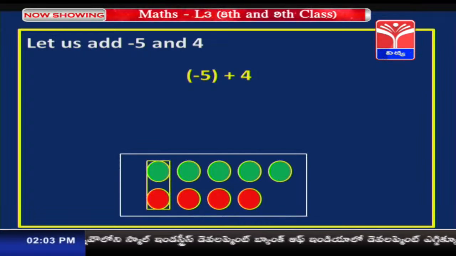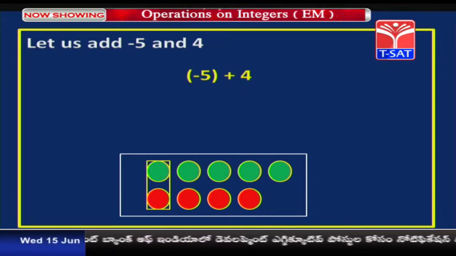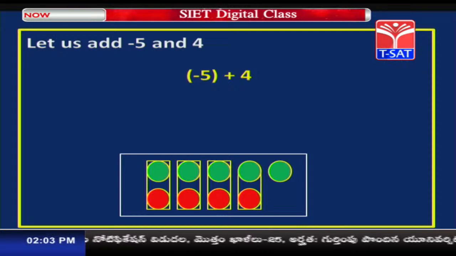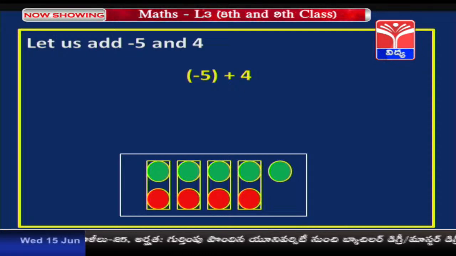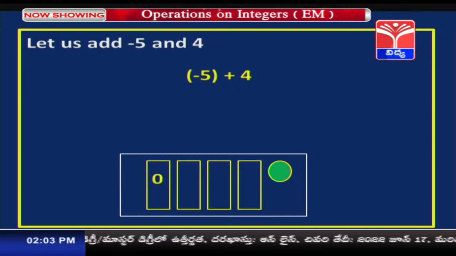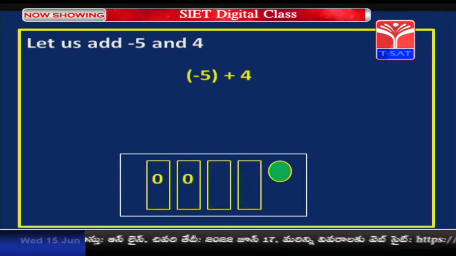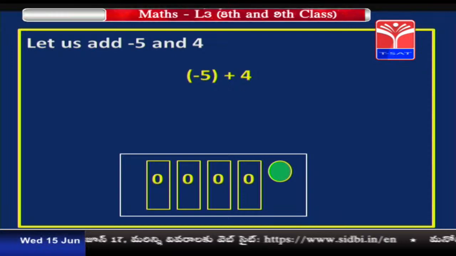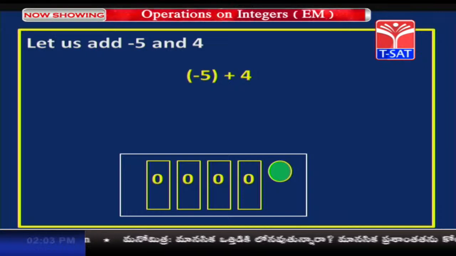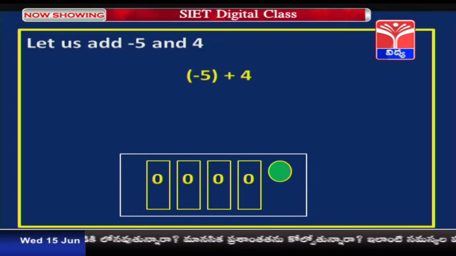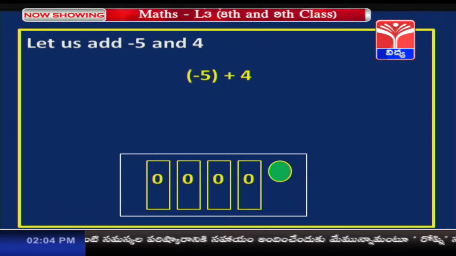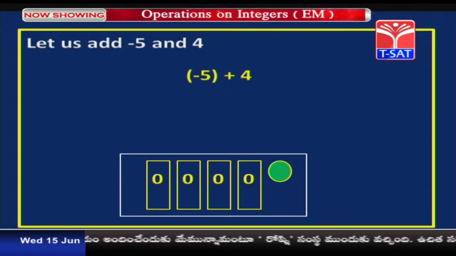Yes, I am going to get a 0 pair over here. How many 0 pairs are there like that? We have 1, then 2, 3 and 4. So, we have 4 zero pairs. That means, what actually is its value? Yes, it is 0. Now, out of all these coins, how many coins are left, children? Yes, we are left with only 1 coin. And what is the color of that coin? Yes, it is a green coin.